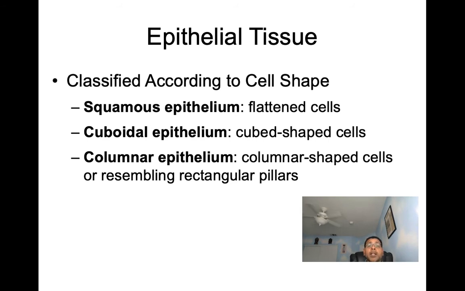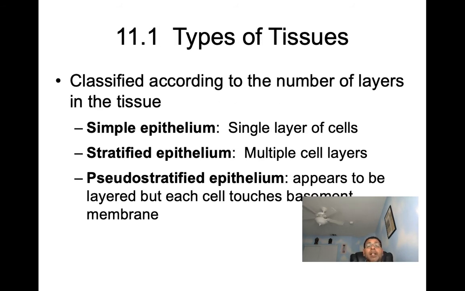The other way is according to the number of layers in the tissue. We can have a few types. First, simple epithelium, which is a single layer of cells. We can have stratified epithelium, where we see multiple cell layers, two or more cell layers. And third, we can have pseudostratified epithelium.